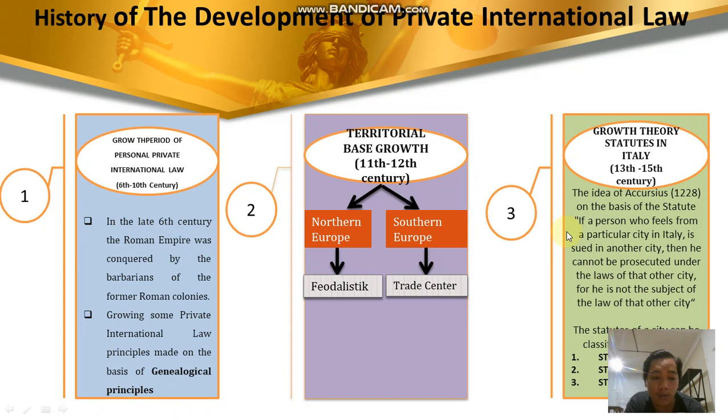The statutes of a city can be classified into three groups: one, statuta personalia; two, statuta realia; and three, statuta mixta.